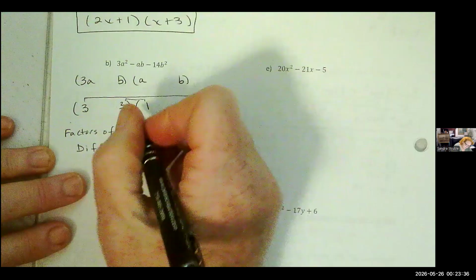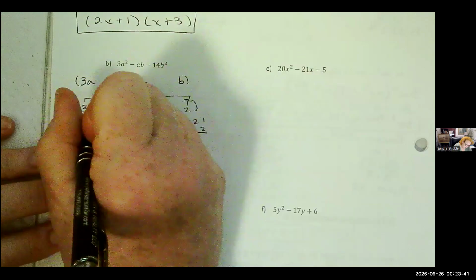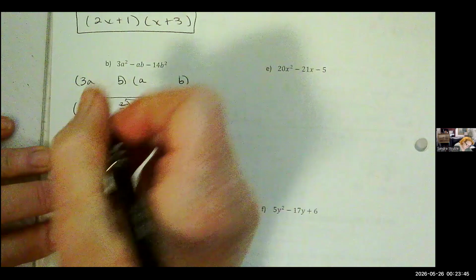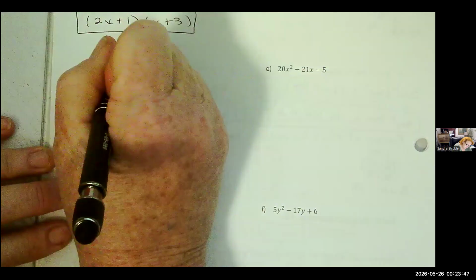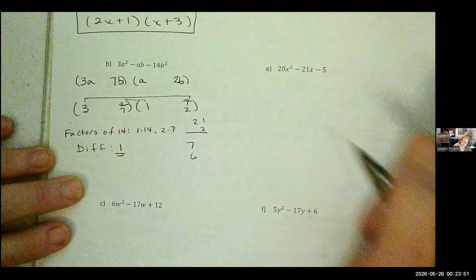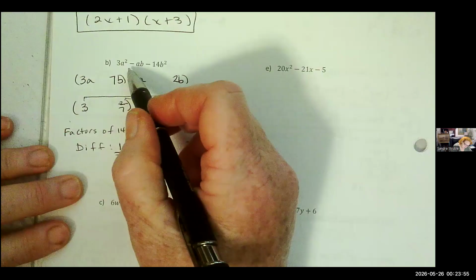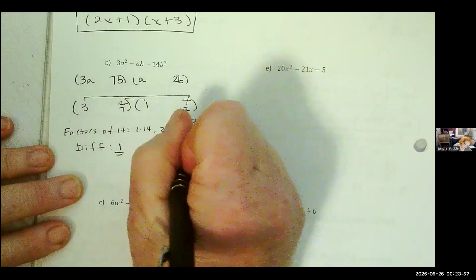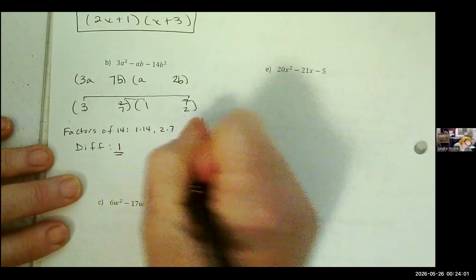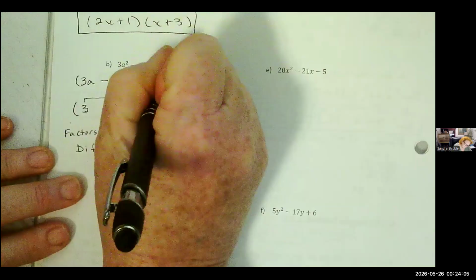7 times 1 is 7. 3 times 2 is 6. That does give me a 1. So it's going to be a 7 here and a 2 here. Now, I need my middle term to be negative. So because of that, I need my 7 to be negative so that my 6 is positive. So I need my 7 to be negative and my 6 to be positive when I do my OI. And that's my answer.